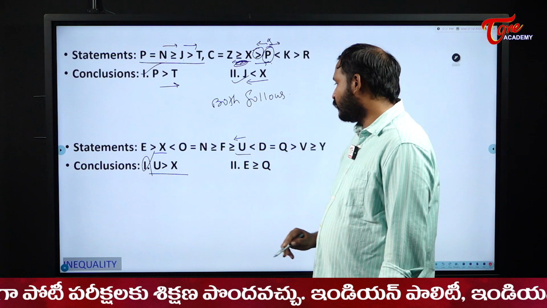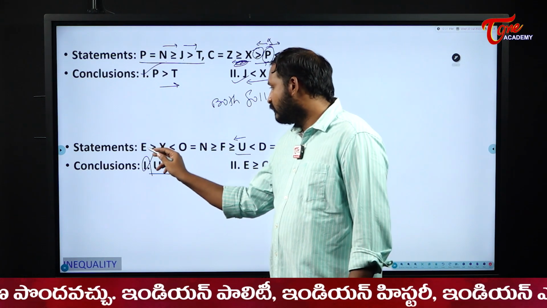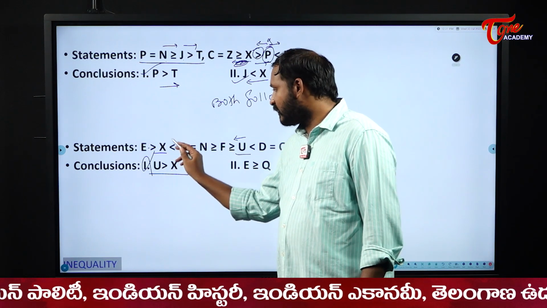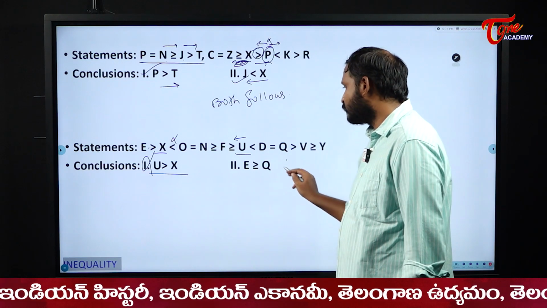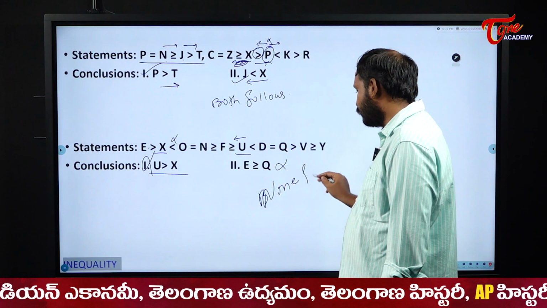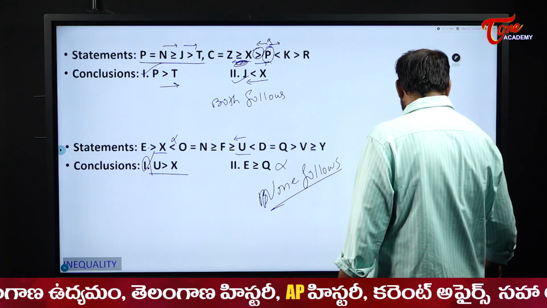Next, E to Q. Where do I have E? Here. I can go to X, but I cannot move from X. Why? Because it is a closed gate. So this one is also gone wrong. So here none follows. None of the two conclusions follows the given statements.